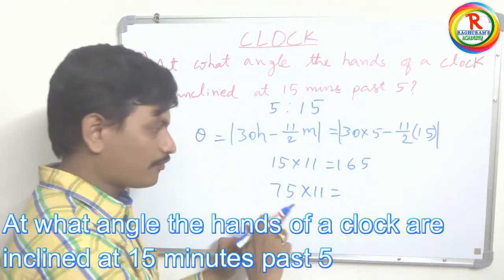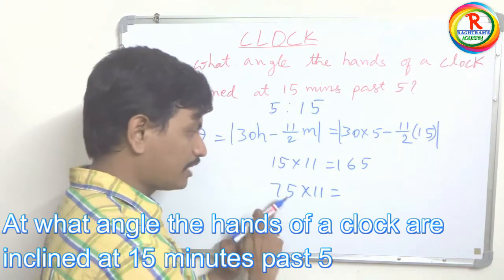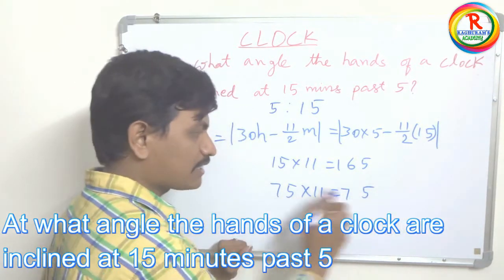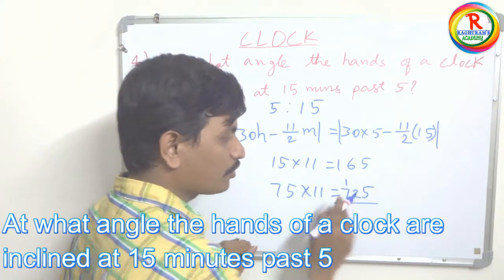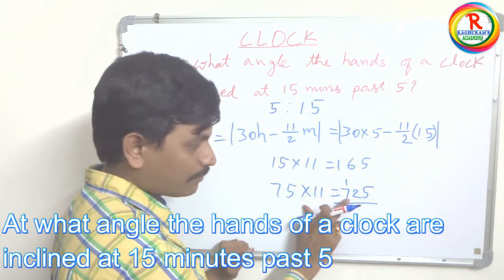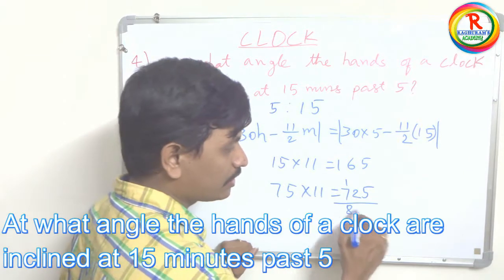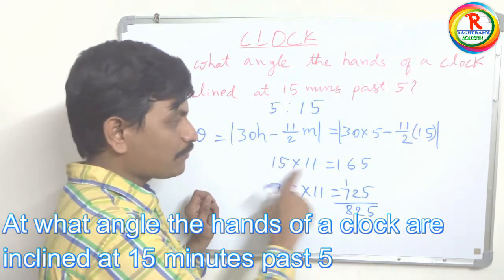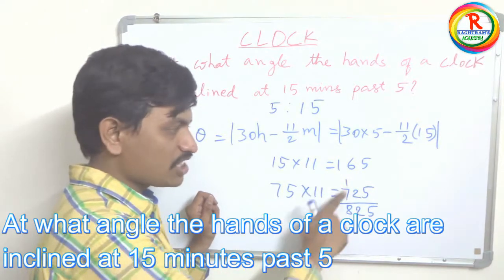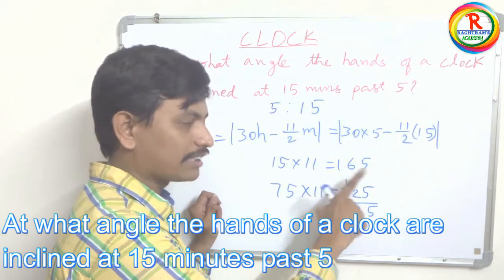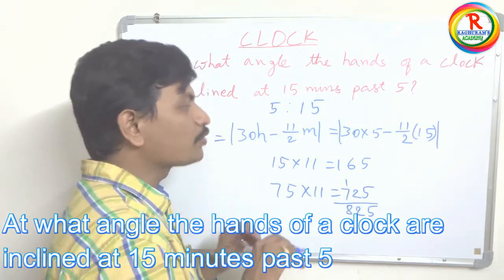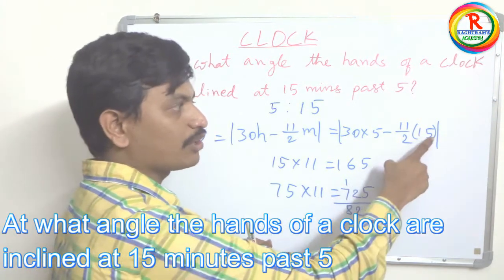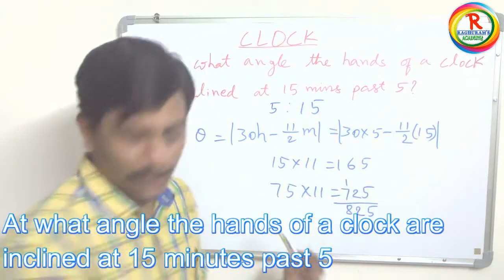75 into 11. Suppose we want to multiply 75 into 11: 7 plus 5. First write 7 and 5. 7 plus 5 is 12. Here we need only one digit, that's why I am writing 1 above. So 8, 25. 75 into 11 is 825. Here 1 plus 5 is only one digit, but here 7 plus 5 is 12, 2 digits. That's why we have to write like this. So this is the shortcut way to multiply by 11. Here in this case what do we get? 165, because 15 is not divisible by 2.